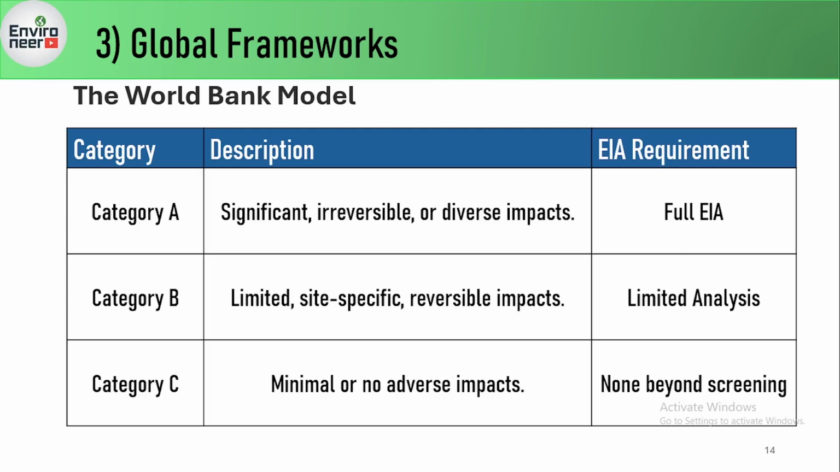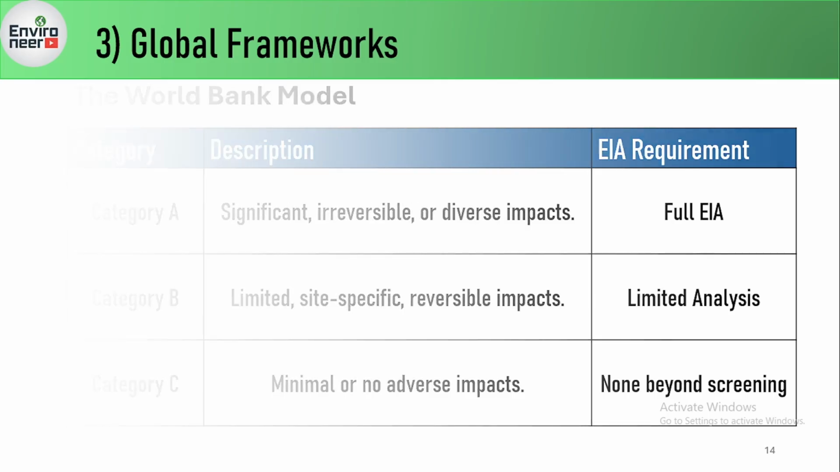In the middle is Category B. These are projects whose impacts are less severe, usually contained to an area, and can be fixed with known solutions. They still need some environmental analysis, just not the full-blown EIA. And finally, there's Category C, which is basically the green light. These are projects with little to no environmental impact, so after screening, they're good to go.